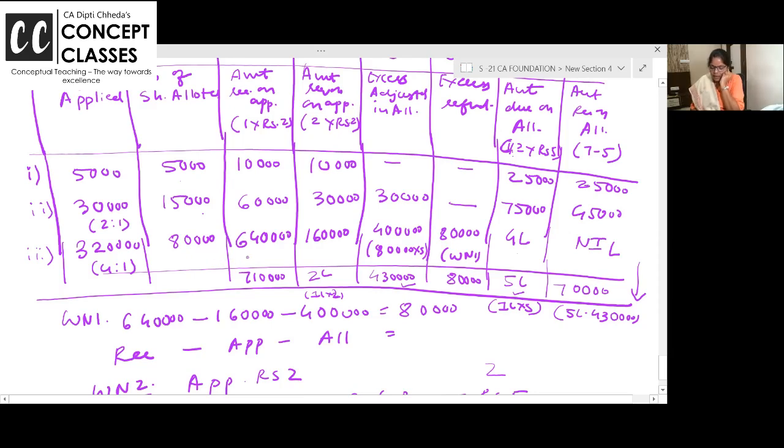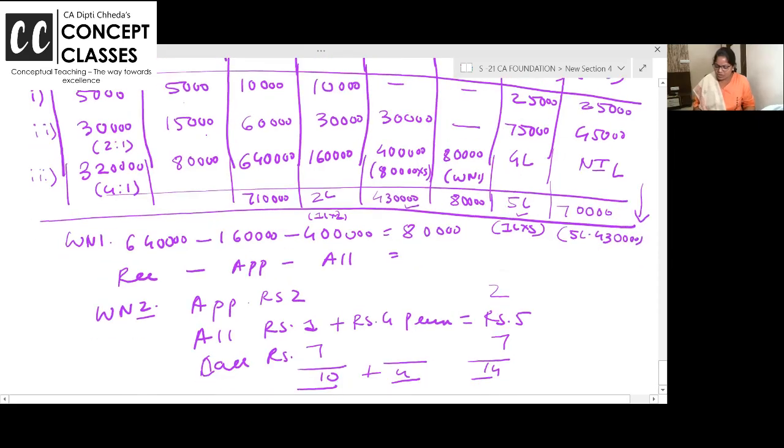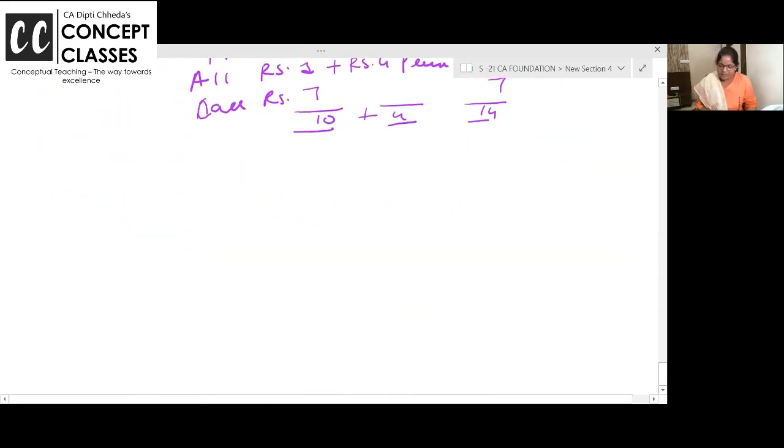They gave only 80,000. Now what to do? You have received 3,20,000 into 2, 6,40,000, whereas we needed only 160. So we adjusted the remaining in allotment, 80,000 into 5. Still it is extra, refund. Now how much is the allotment due? 4 lakh. Received will be nil because 4 lakh minus 4 lakh is nil. Okay? Chalo.